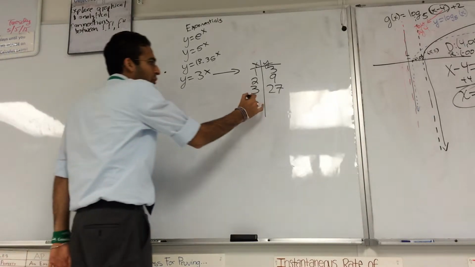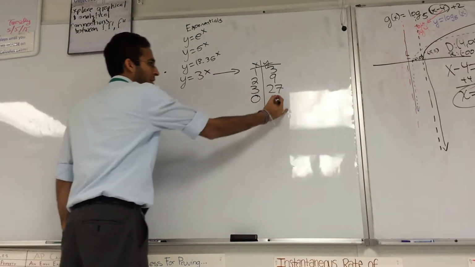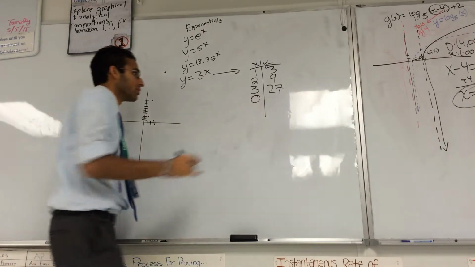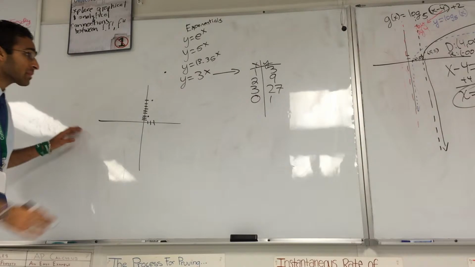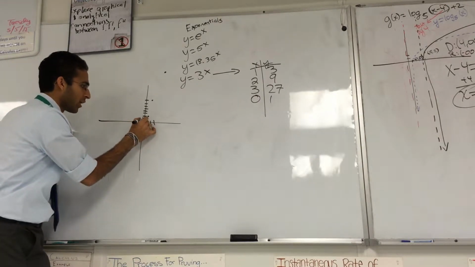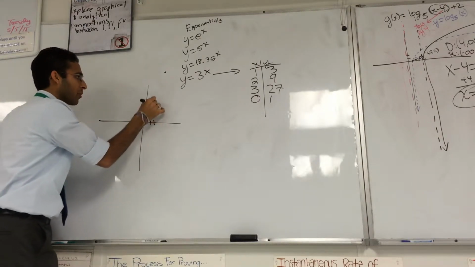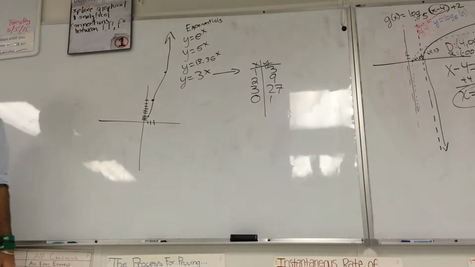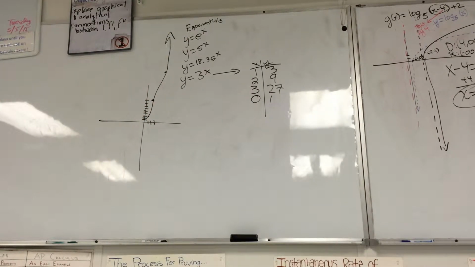Now if I plug in 0 for x, 3 to the 0 power, anything to the 0 power we discussed, is 1, of course. So when x is 0, y is 1. So now we've got this part of the graph going up really fast, very steep.